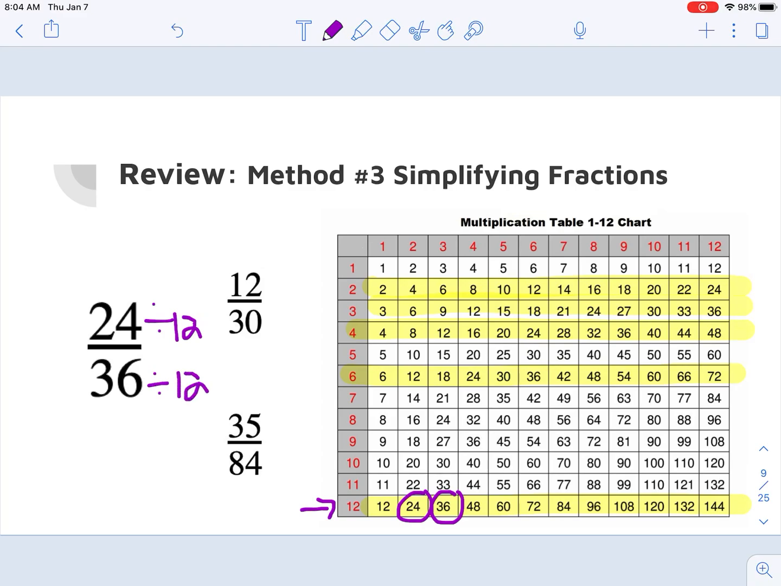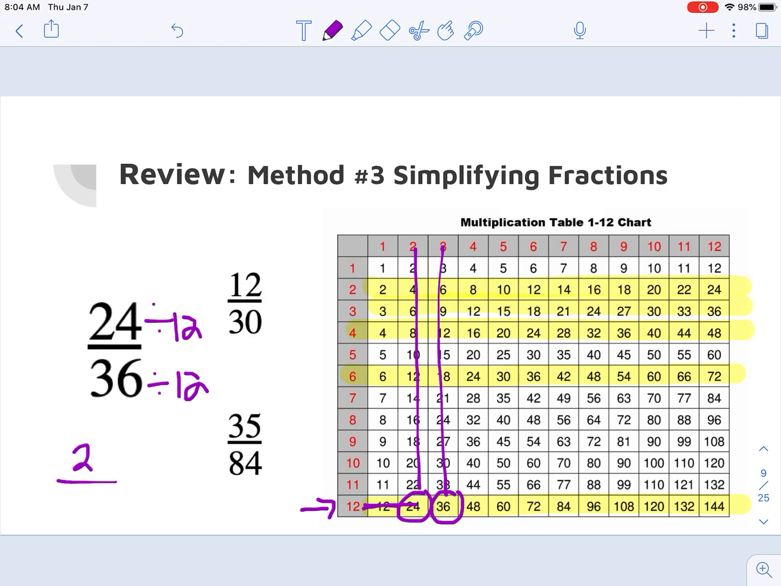So I know that I can divide the top and the bottom by 12. And again, I can use my multiplication chart to help me. So with 24, I have 12 and 2. So I know that 24 divided by 12 is going to be 2. And with 36, I have 12 and 3. So I know that 2/3 is going to be the simplified fraction.